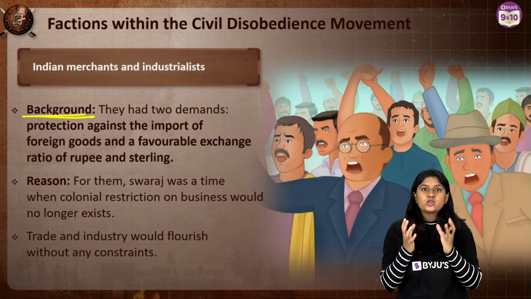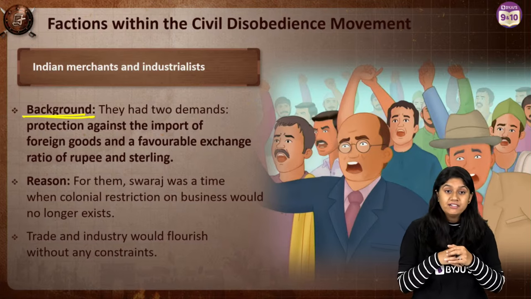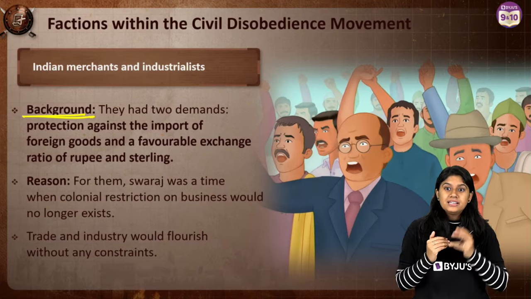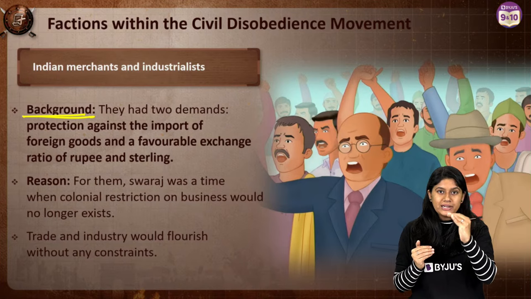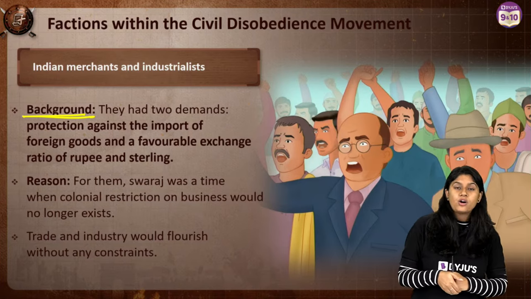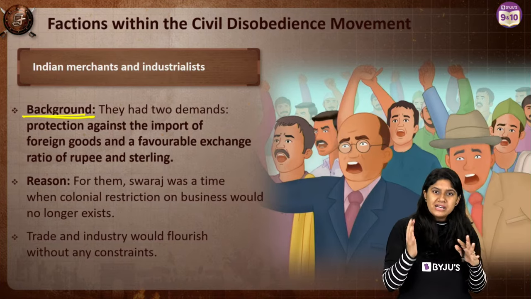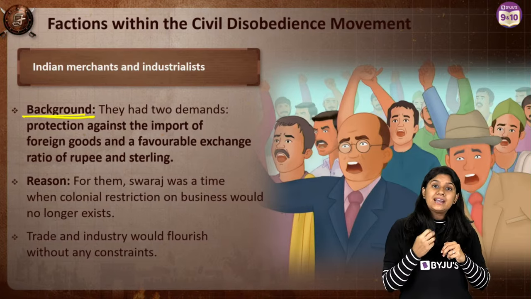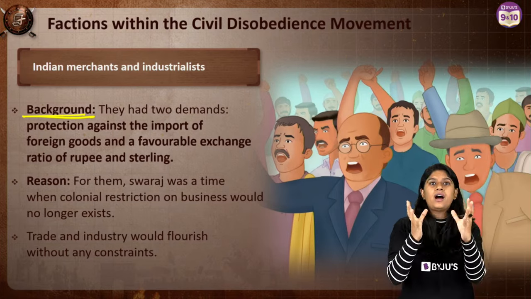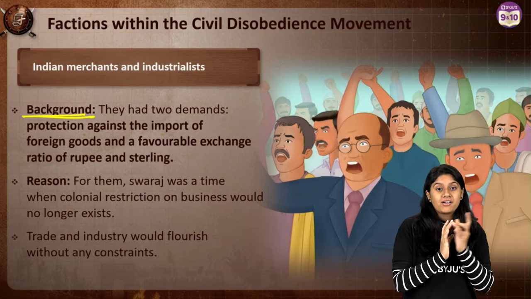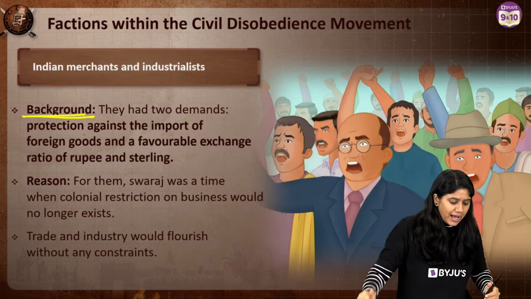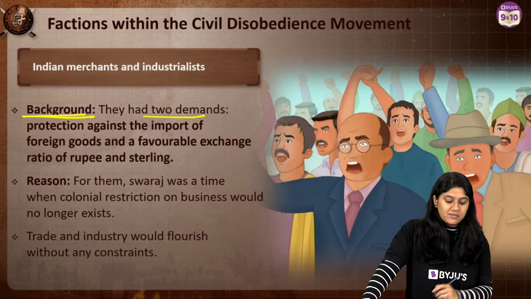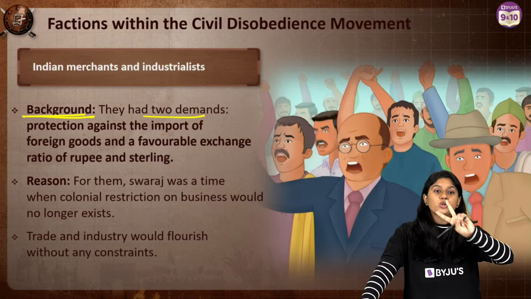Of course, there are very rich people. They got heavily influenced by the depression. The trade was going down, right? And because of the civil disobedience movement, they saw an opportunity that we can actually call out our rights and we can ask the government to support us. Okay, so what happened? They had two demands. They were supporting the civil disobedience movement just for two demands.